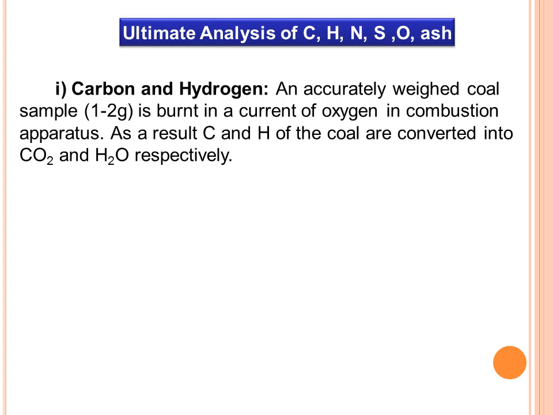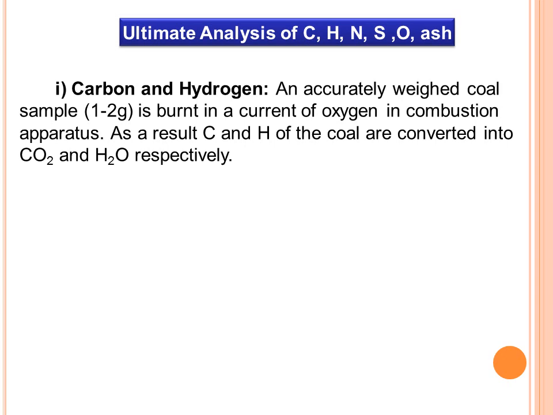The next analysis is ultimate analysis. It is also called elemental analysis. In this analysis we are analyzing carbon, hydrogen, nitrogen, sulfur, oxygen, and ash. In the first procedure we will analyze carbon and hydrogen both. Here we have to take some 1 to 2 gram of coal and burn it in a current of oxygen so that there will be complete combustion of coal. Carbon will convert into CO2, and hydrogen will convert into H2O.